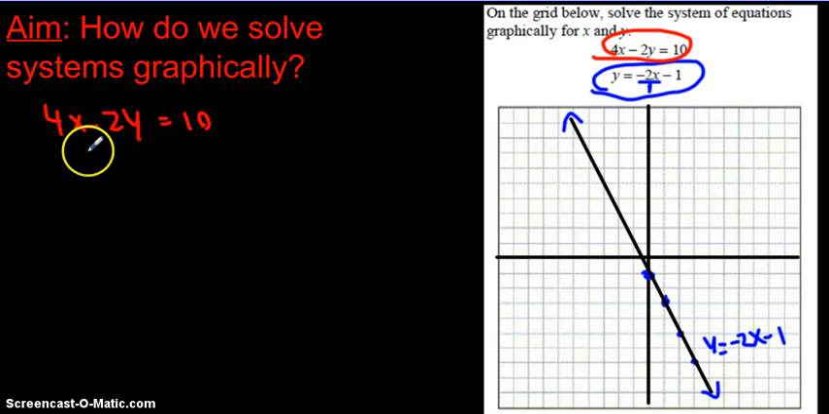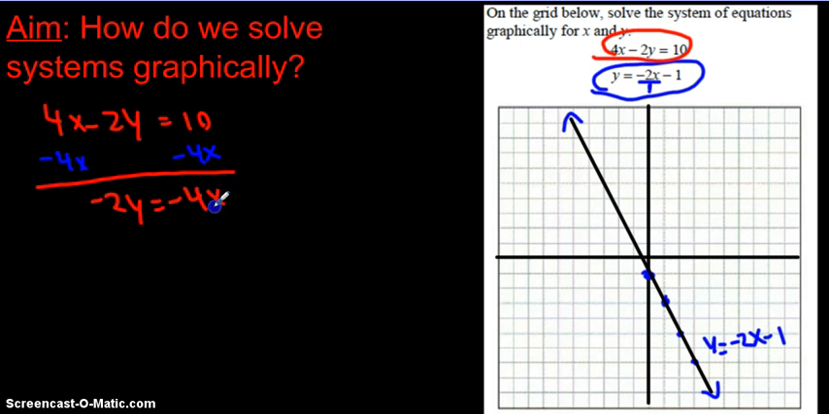We can subtract 4x from both sides. That'll give us -2y is equal to -4x plus 10. Divide both sides by -2. We'll get y is equal to 2x minus 5. Okay, so plotting this now, we can go down to -5.